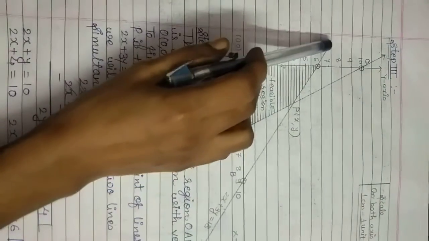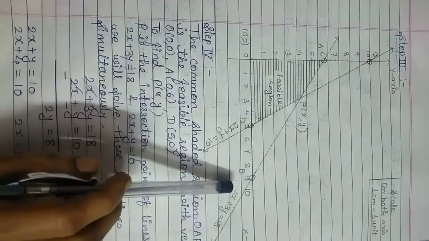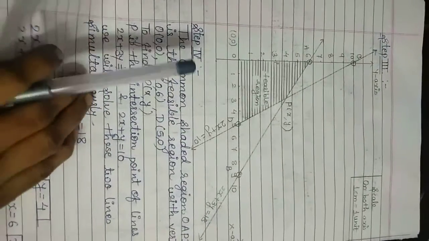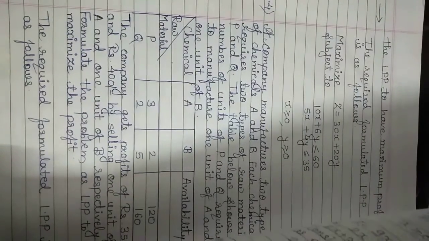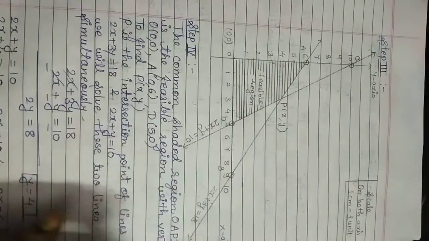First we will plot point number A and B, 0, 6 and 9, 0. And by joining this we will get a line, and here we will write the equation of line, that is 2x plus 3y is equal to 18. Then we will plot the next points C and D, that is C 0, 10 and D 5, 0. And by joining these 2 points we will get a line, and equation of that line is 2x plus y is equal to 10.